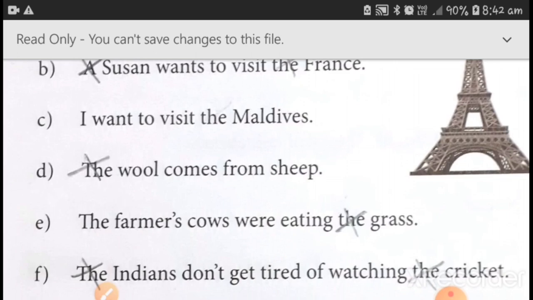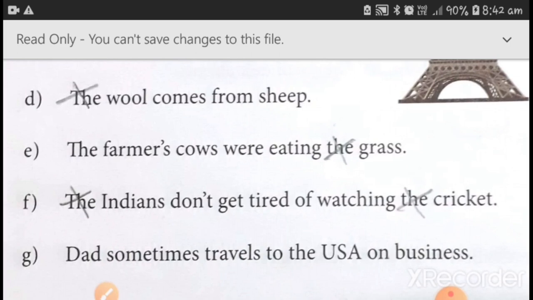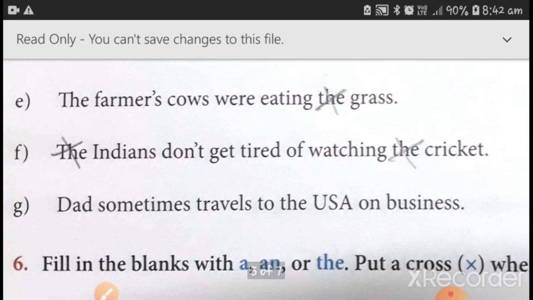For the uncountable nouns also we never use the article. Wool we can't count, isn't it? The farmers' cows were eating grass. Just now we have seen, before grass we will not use the article. The Indians. Before Indians we never use anything. We can't say "I am Indian", we say "I am an Indian". Okay, we are Indians. We say a sentence like this: we are Indians. So children, take care of it. Indians don't get tired of watching cricket.